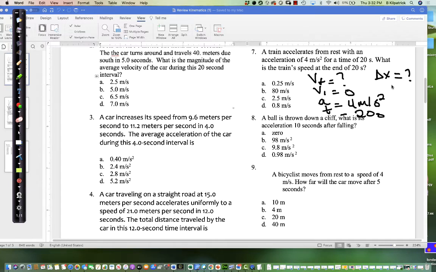Okay, so we know the acceleration, we know the time, we are looking for the final velocity. What can I use to solve? VF equals VI plus AT. Yeah, so I can solve for my VF.